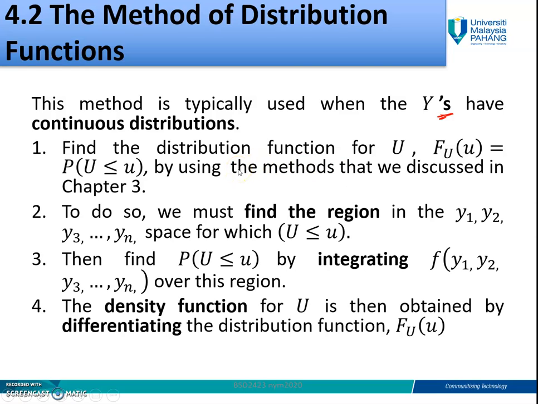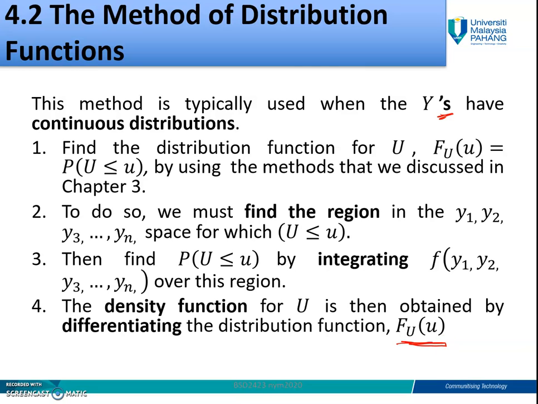First, you must find the region in the Y1, Y2, Y3 until Yn space for which U is less than or equal to small u. Then you find the probability U less than or equal to u by integrating the density function of the n variables over the region. Then the density function for U can be obtained by differentiating the distribution function F_U. Basically, these are the steps.